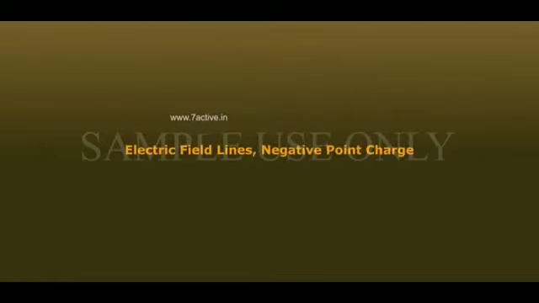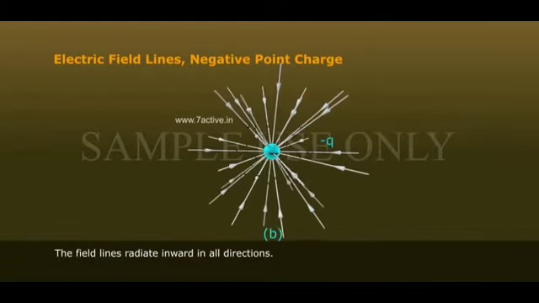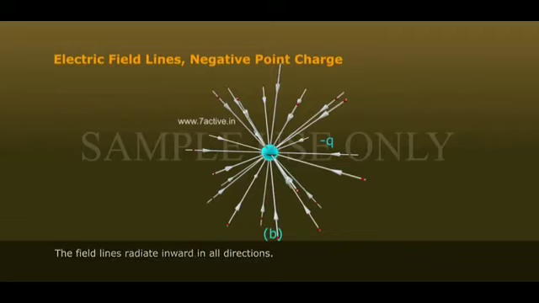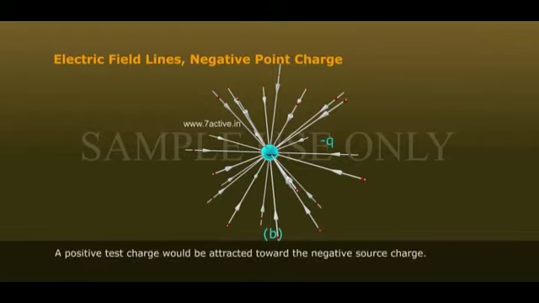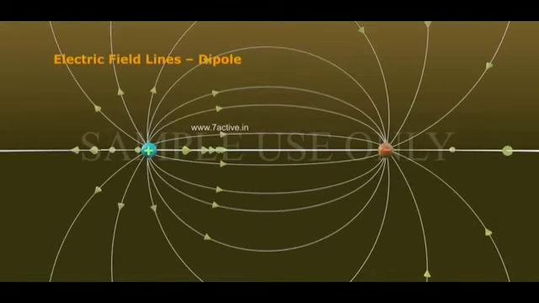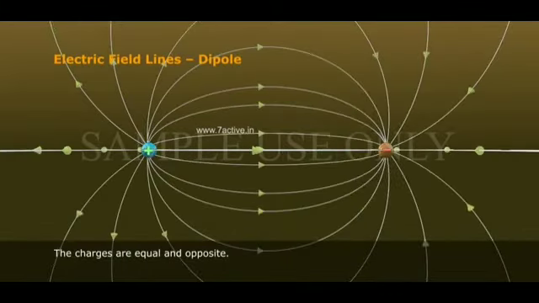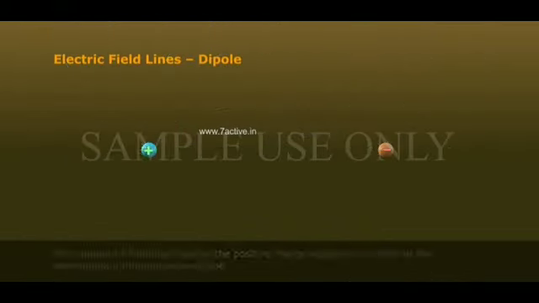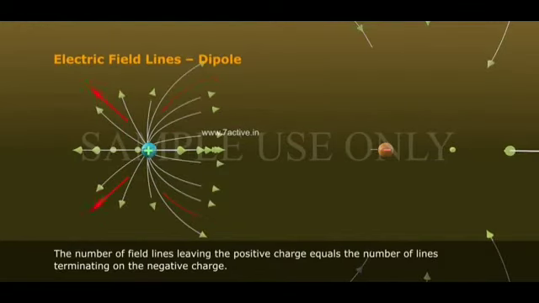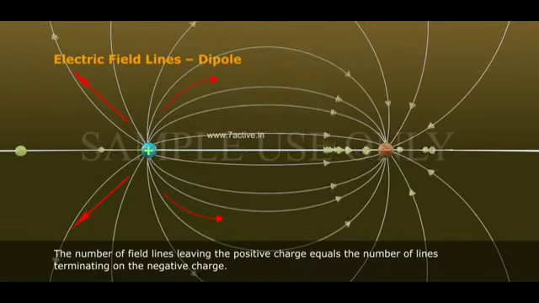Electric field lines. Negative point charge. The field lines radiate inward in all directions. The lines are directed toward the source charge. The positive test charge would be attracted toward the negative source charge. Electric field lines. Dipole. The charges are equal and opposite. The number of field lines leaving the positive charge equals the number of lines terminating on the negative charge.